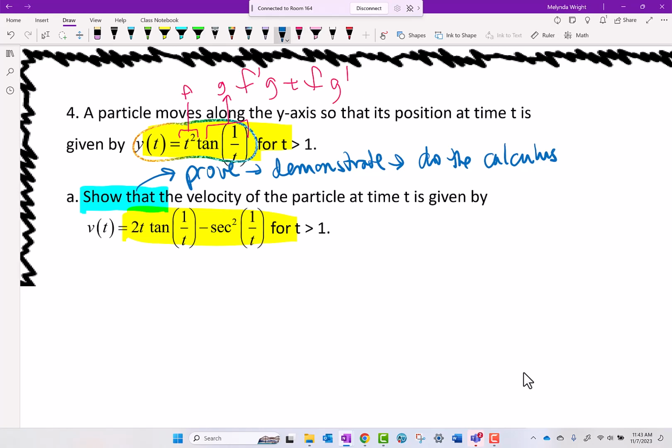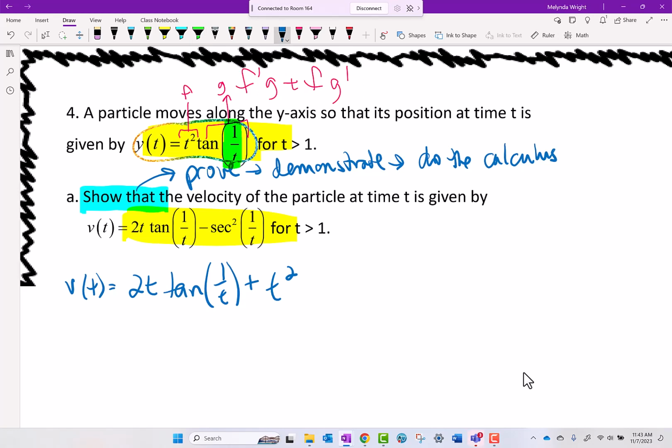That looks fun. All right, so v of t equals. We take the derivative of F, the first one. The derivative of t squared is 2t. We copy the second function, plus we copy the first function, t squared, and we take the derivative of the second function. Now, the derivative of tangent of 1 over t is going to be a chain, right? So 1 over t is the inside function, and we take the derivative of the outside.